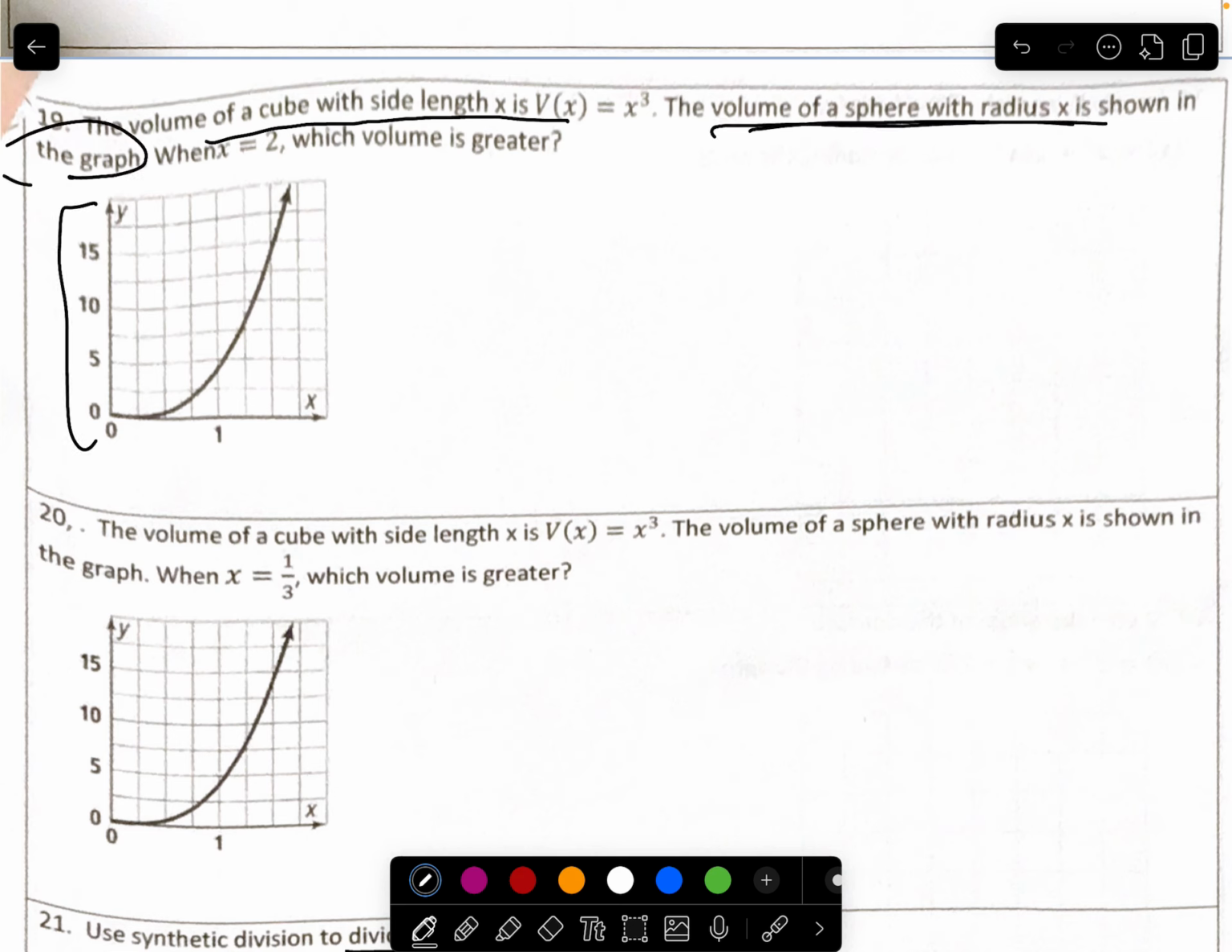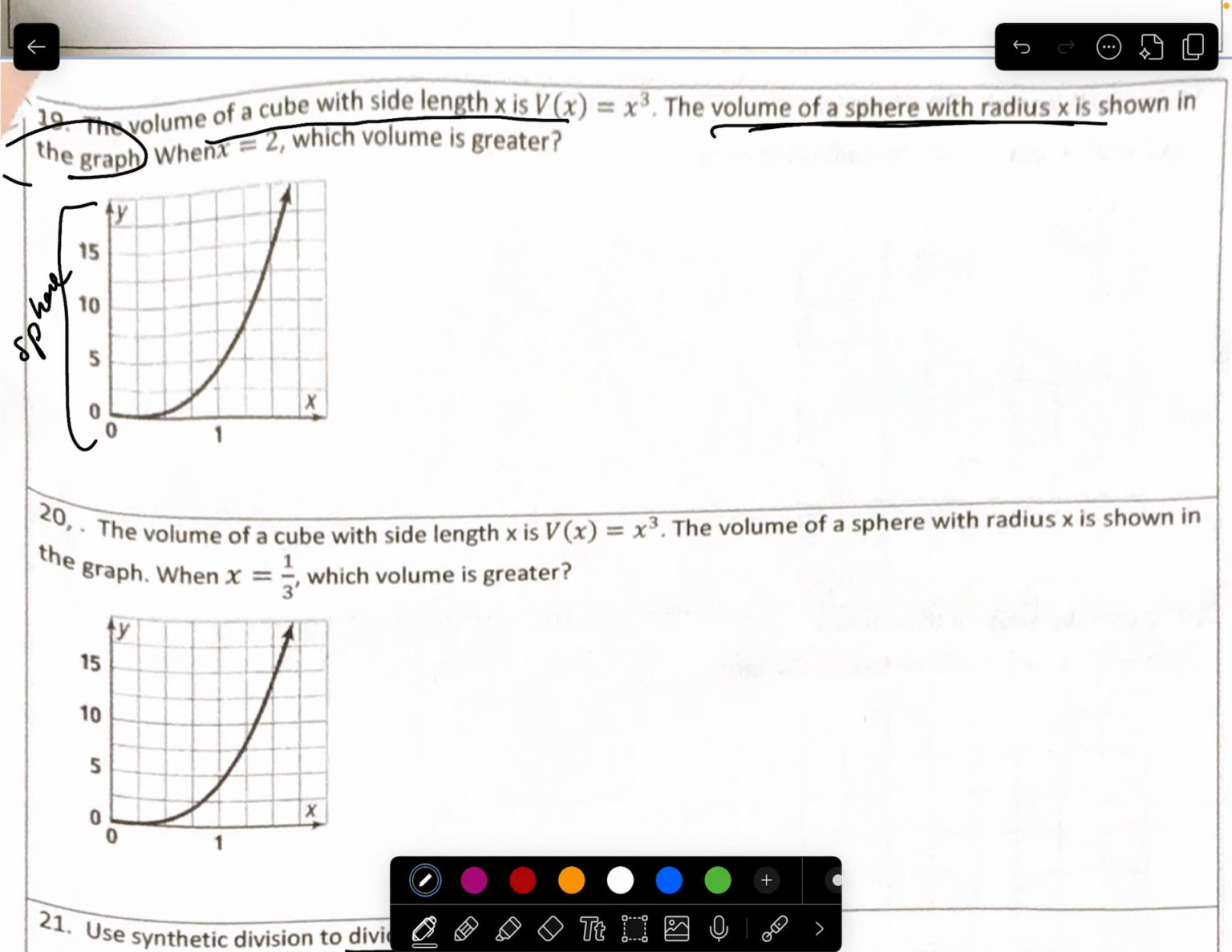So this is for the sphere. That means when the radius is 1, the volume of the sphere is around here, which is about 4/3, right? So what's the volume of the sphere when x equals 2? So that means we have to figure out the volume of a sphere when it hits x equals 2.